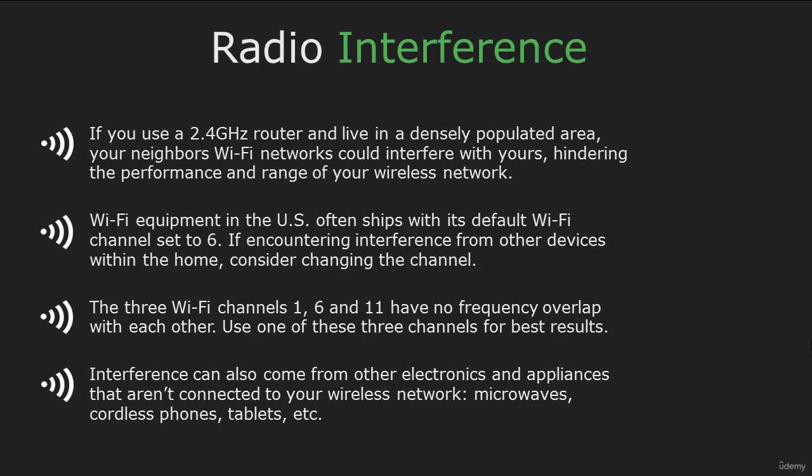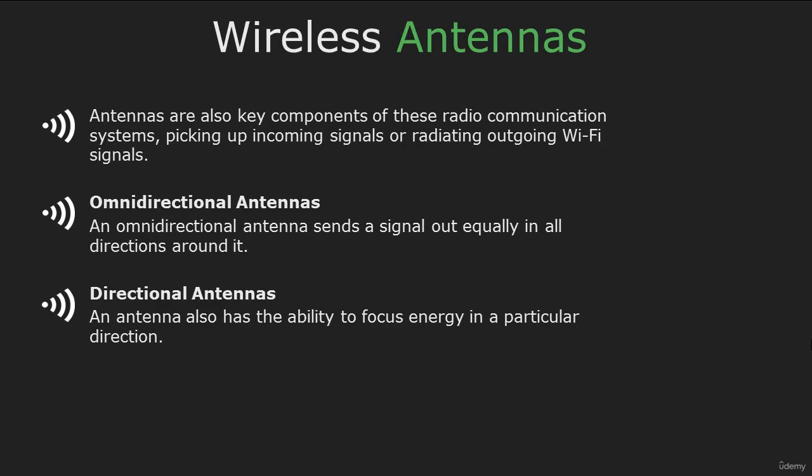The last topic I want to cover in this video is wireless antennas. Antennas are also key components of these radio communication systems. There are 2 types, omnidirectional and directional. An omnidirectional antenna sends a signal out equally in all directions. A directional antenna sends a signal out in one direction.